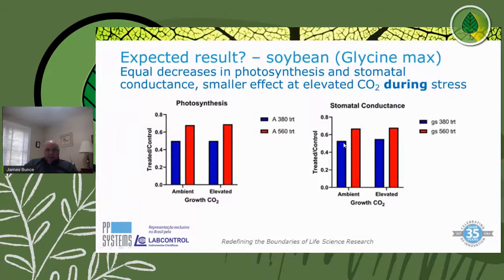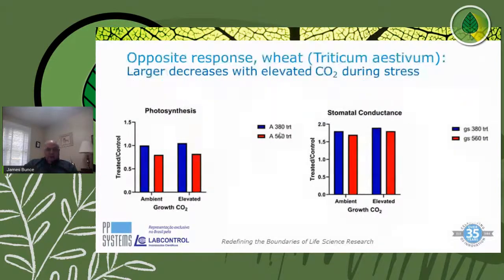And again, we see that when the plants were treated at ambient CO2, the inhibition of stomatal conductance is larger than when they're treated at 560. So this is what we long expected, and some of the other early literature suggested would happen. So that's the case of soybean. If we look at wheat, Triticum, we get exactly the opposite response. And here we have larger decreases with elevated CO2 during the stress period.